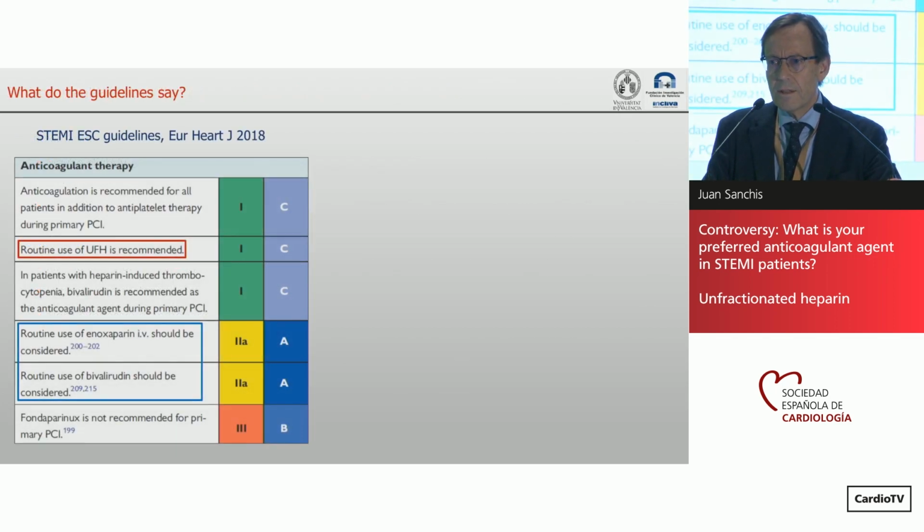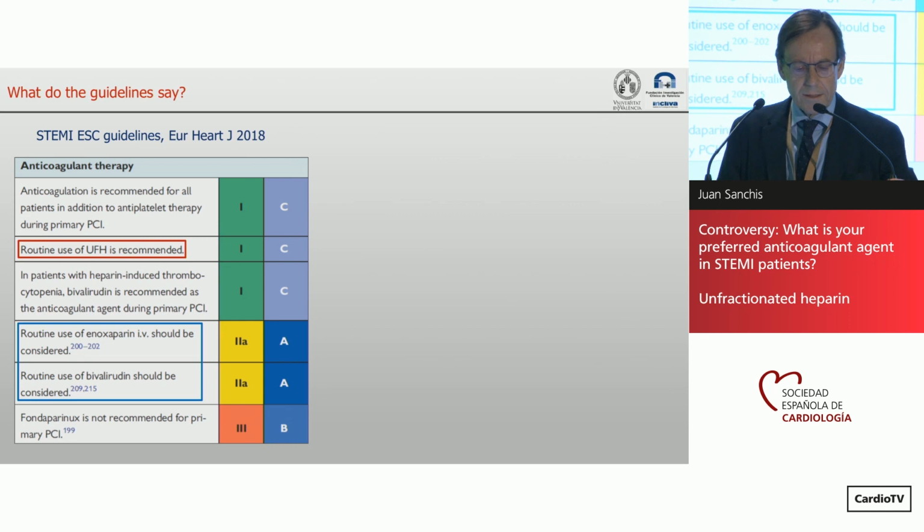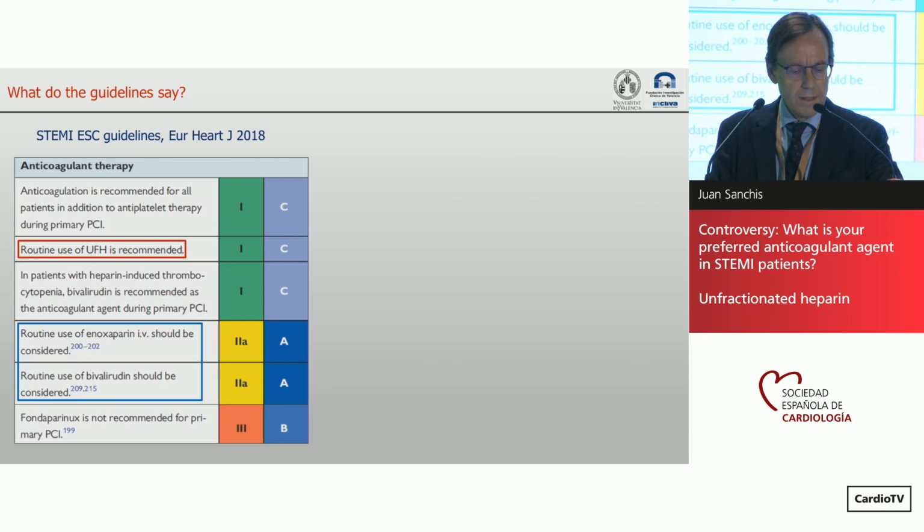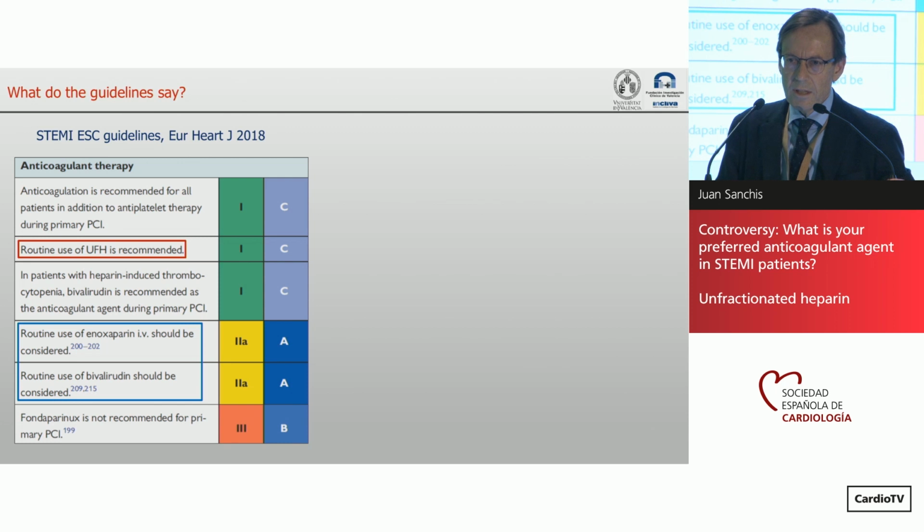And this thought is reflected in the guidelines. These are the European guidelines. Heparin recommendation 1, enoxaparin and bivalirudin recommendation 2A. It's true that the level of evidence is A for enoxaparin and bivalirudin, but this superior quality of evidence was not enough to convince the experts.